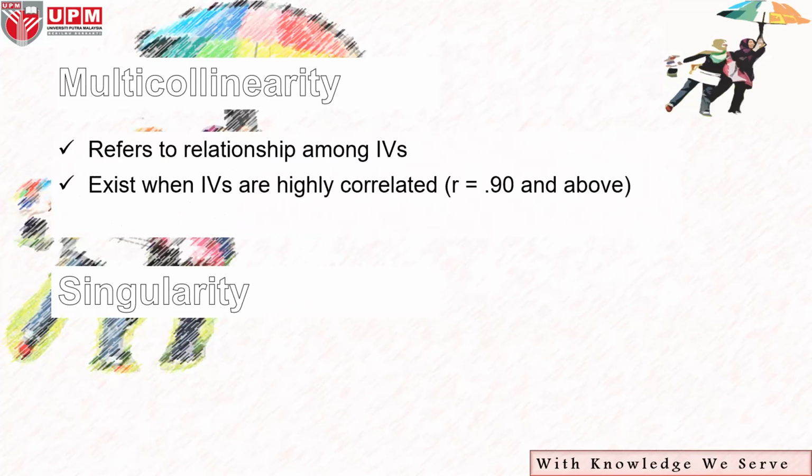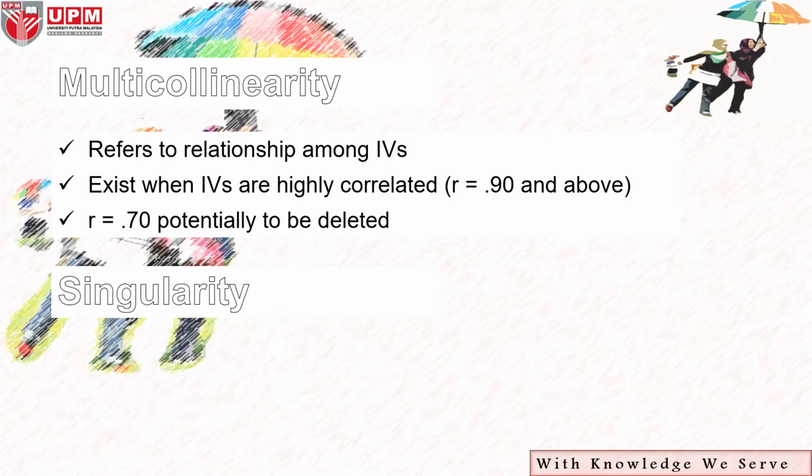Next is the issue of multi-collinearity. It refers to the high relationship among the IVs themselves, and it exists when IVs are highly correlated. For example, when you test the correlation, you find that the relationship between IVs themselves is 0.9 and above. So this is the cut-off point, 0.9 and above. R equals 0.7 is potentially to be deleted.